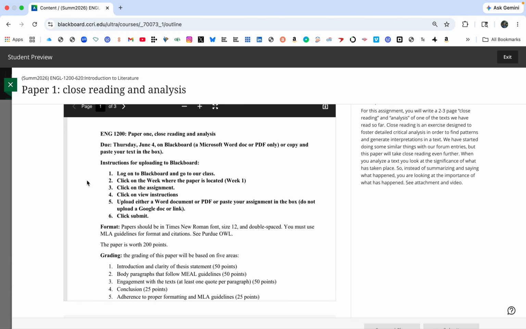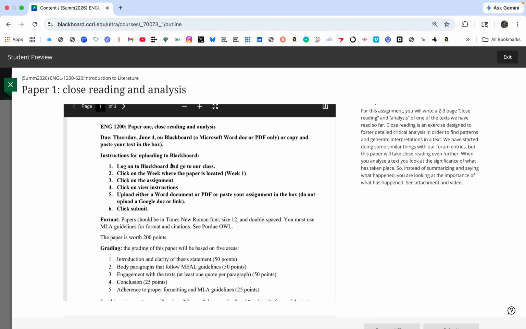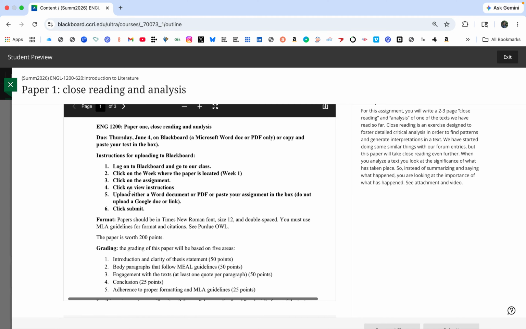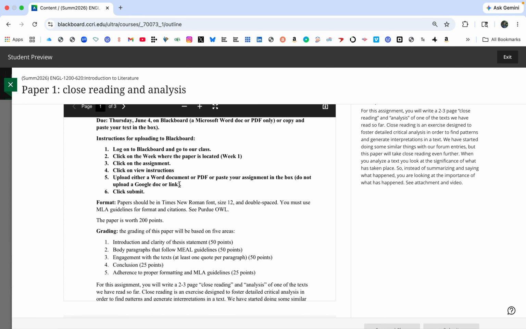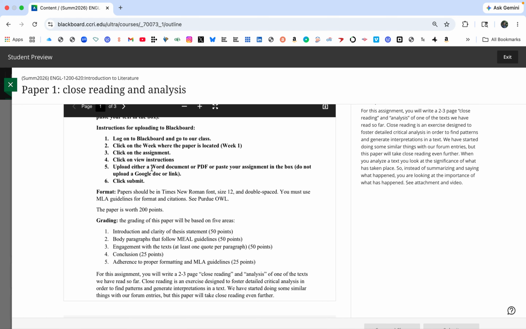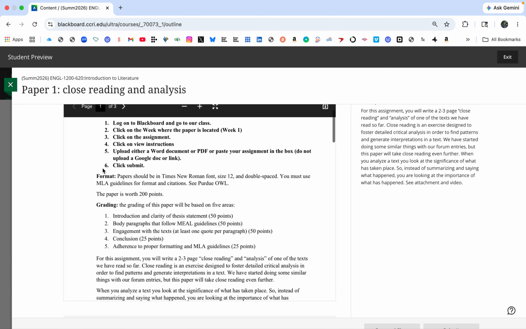Instructions for uploading to Blackboard. Log on to Blackboard and go to our class. Click on the week where the paper is located. This is week one. Click on the assignment. Click on view instructions, and we're doing that. Upload either a Word document or PDF. Do not upload a Google Doc or link, and then click submit. So that's how you turn it in.